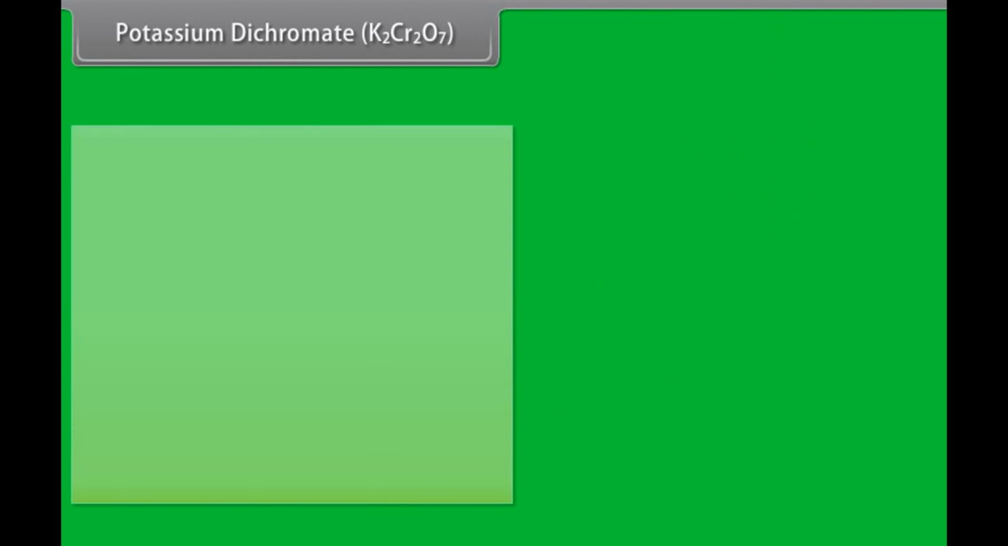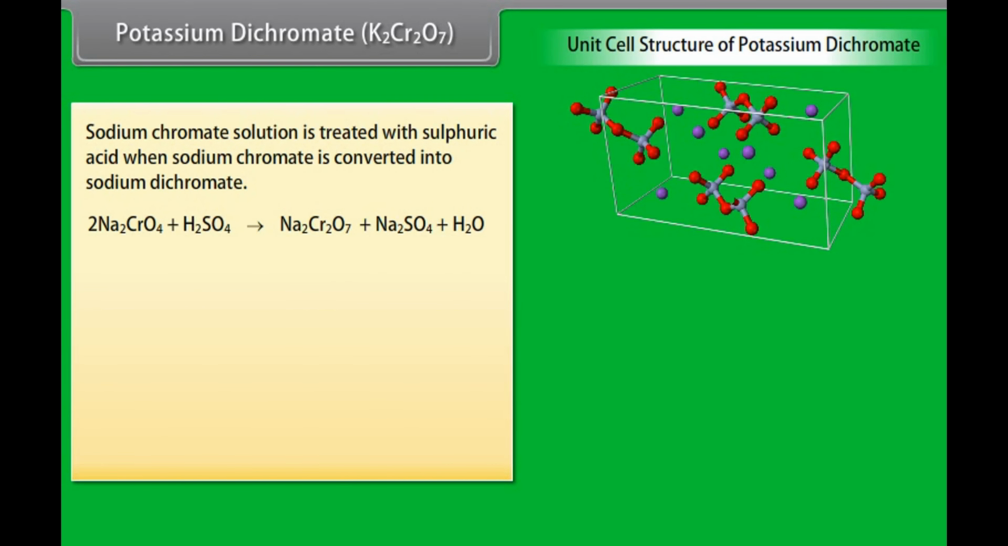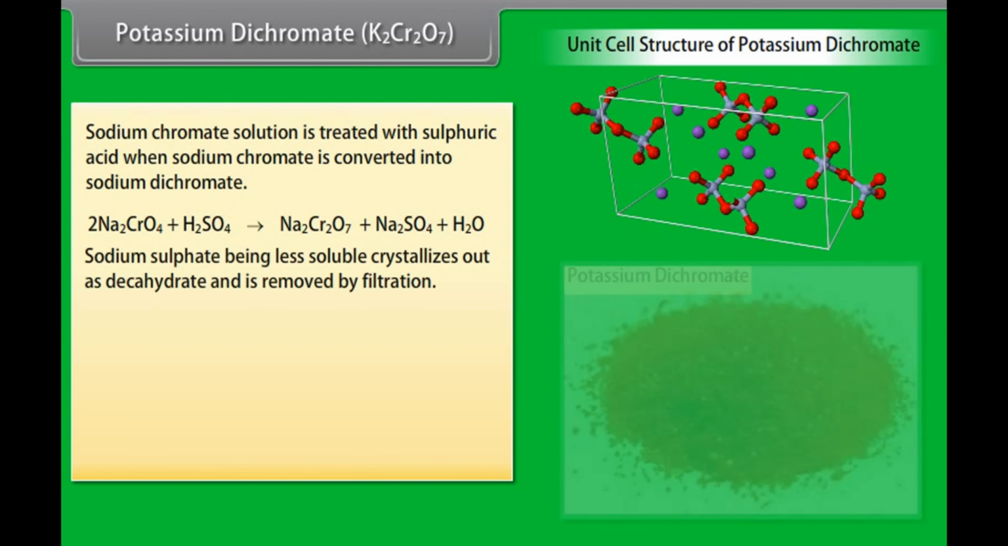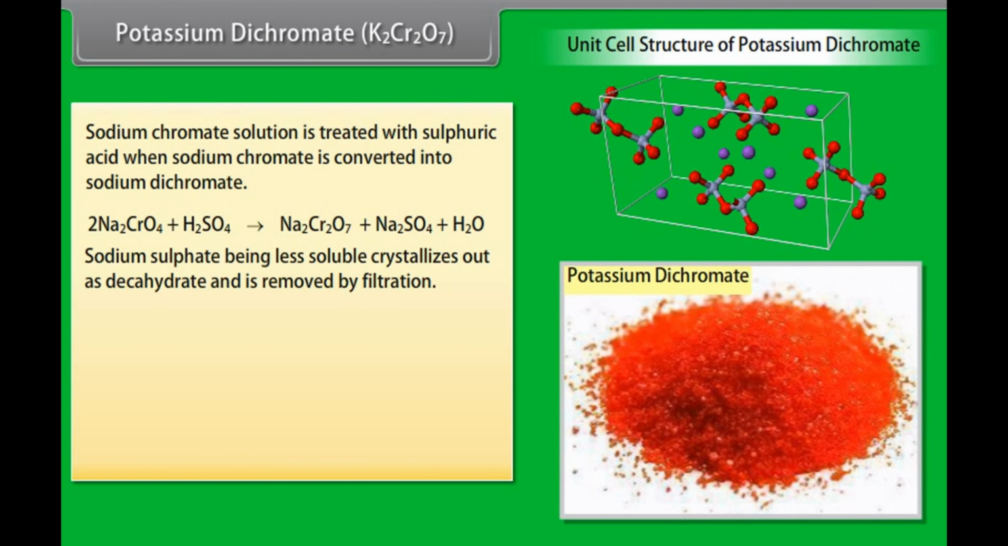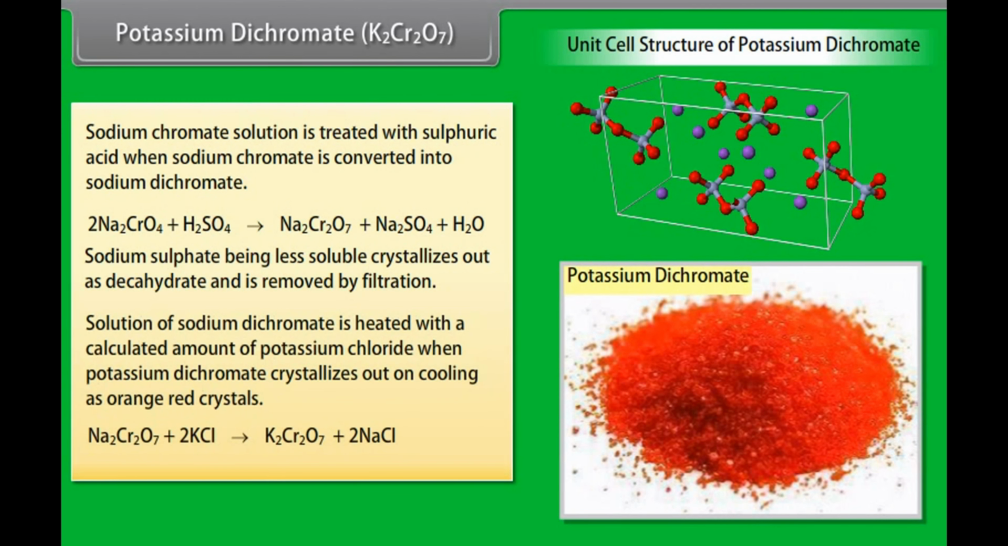left behind. Sodium chromate solution is treated with sulfuric acid, when sodium chromate is converted into sodium dichromate. Sodium sulfate, being less soluble, crystallizes out as decahydrate and is removed by filtration. The solution of sodium dichromate is heated with a calculated amount of potassium chloride, when potassium dichromate, being much less soluble than the sodium salt, crystallizes out on cooling as orange-red crystals.